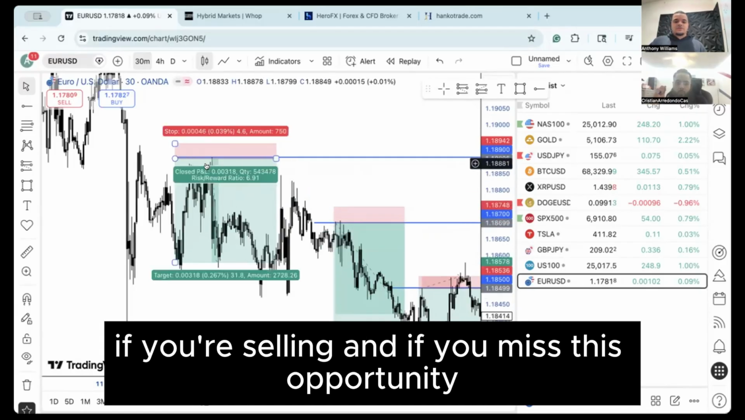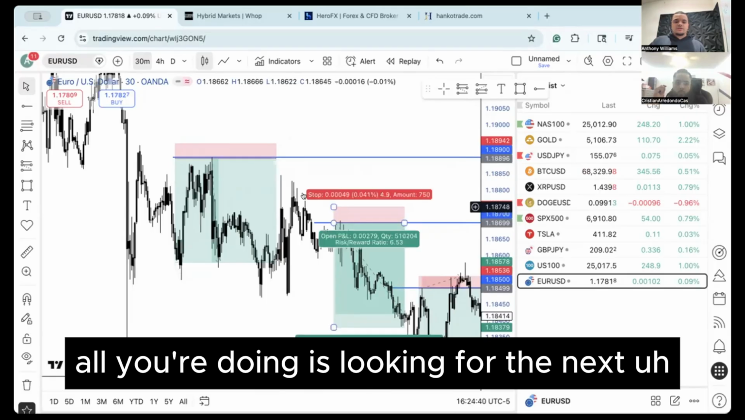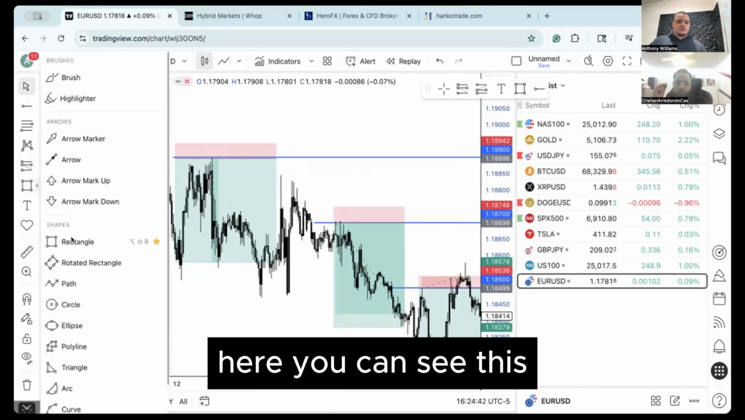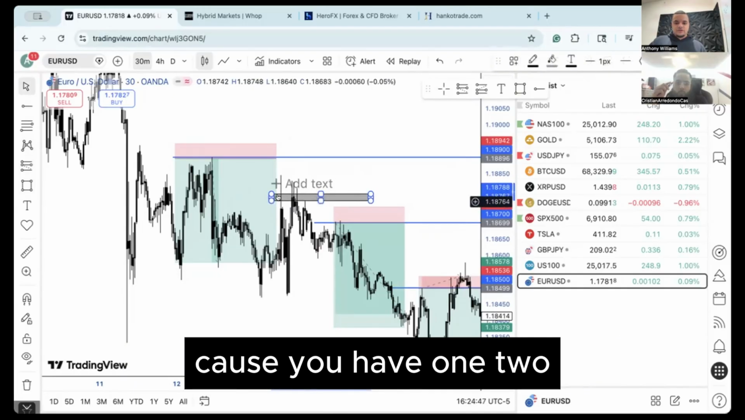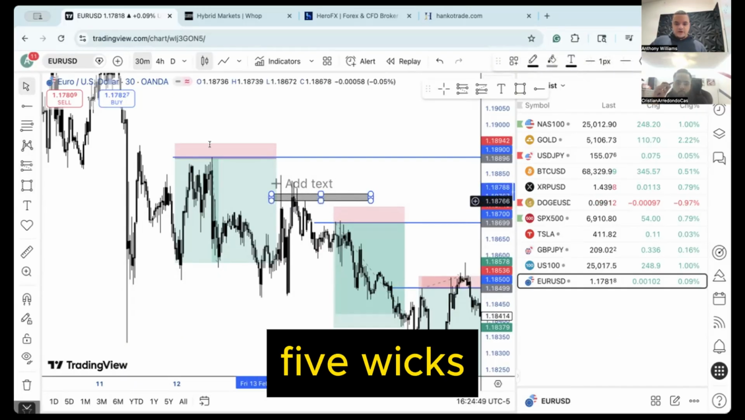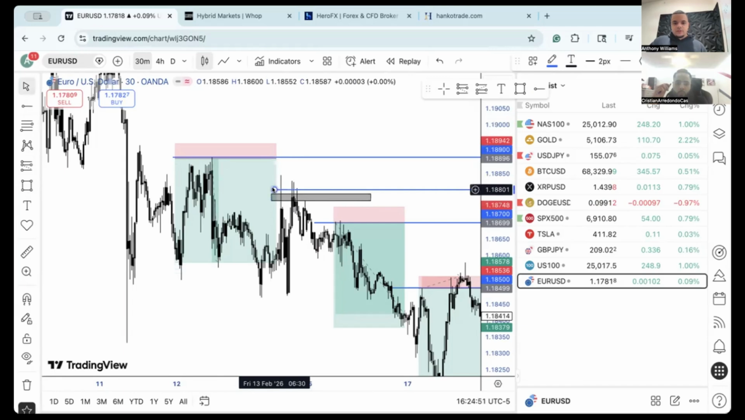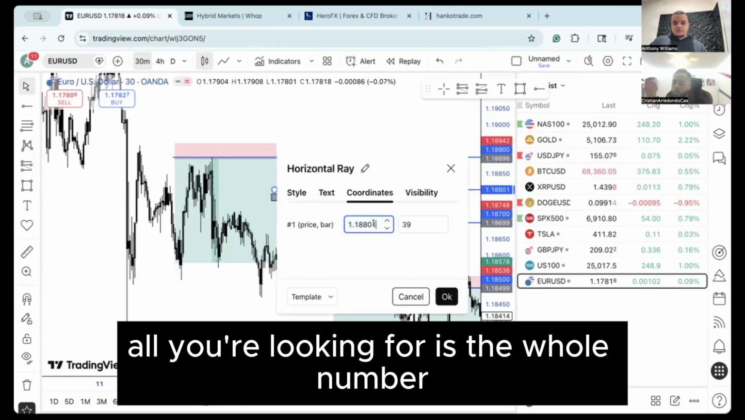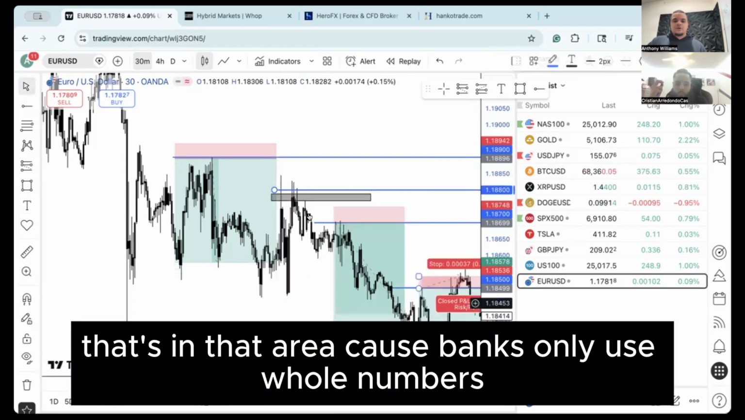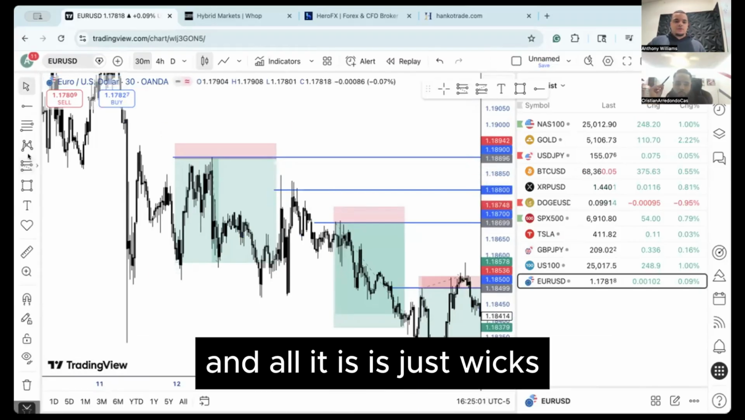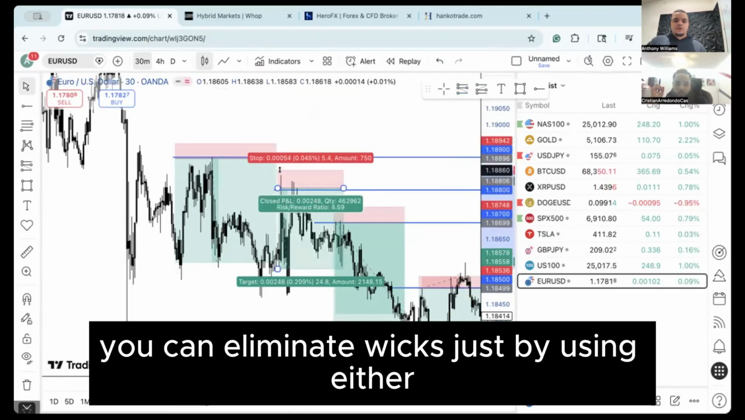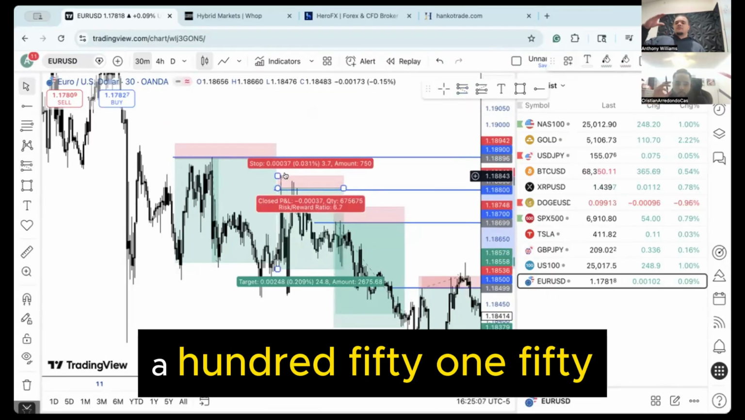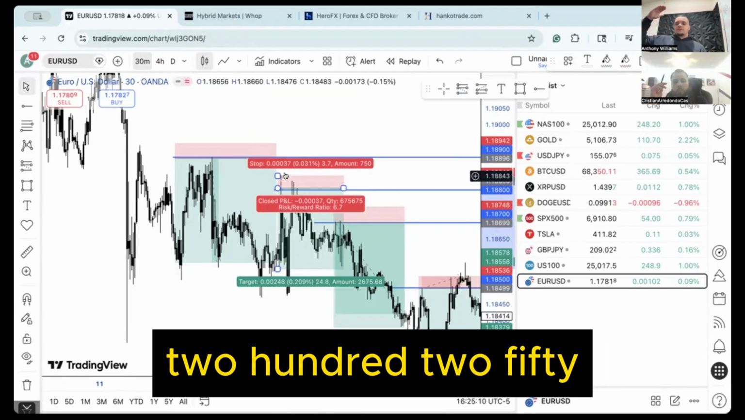And if you miss this opportunity, all you're doing is looking for the next one. Here you can see this is another area right here, because you have one, two, three, four, five wicks, candlesticks touching. All you're looking for is the whole number that's in that area, because banks only use whole numbers. That's why it looks so crispy, and all it is is just wicks. But you can eliminate wicks just by using either 100, 50, 150, 200, 250, 300.